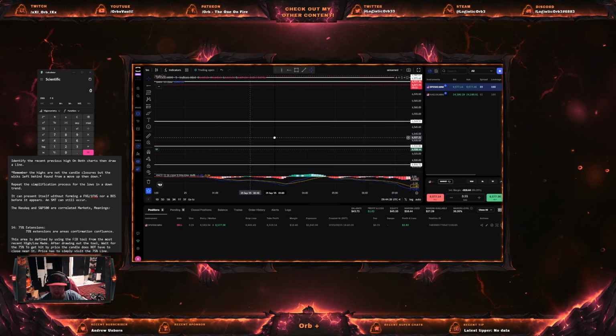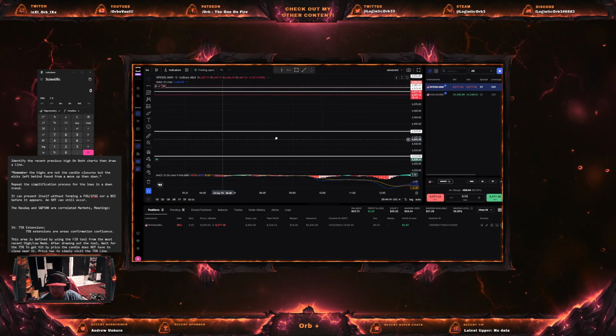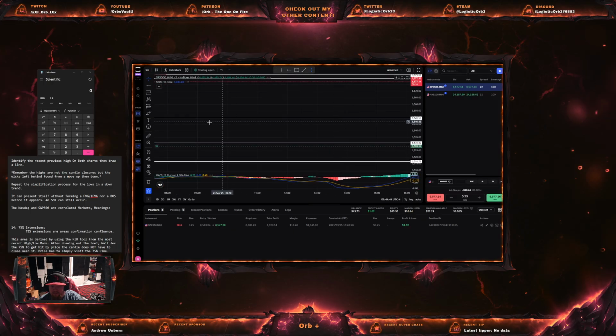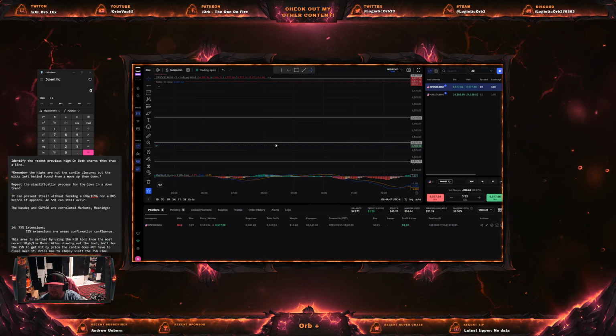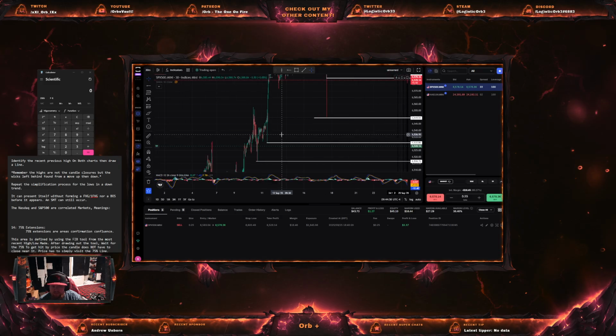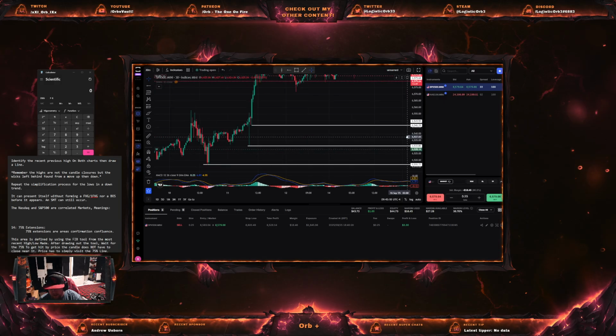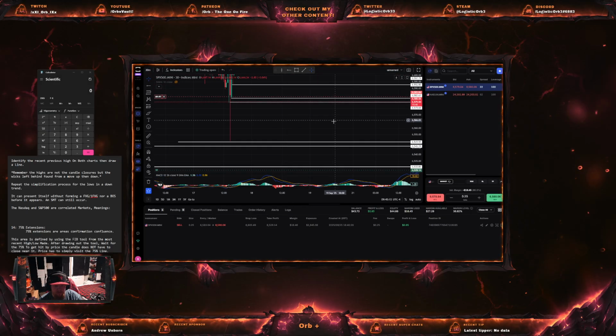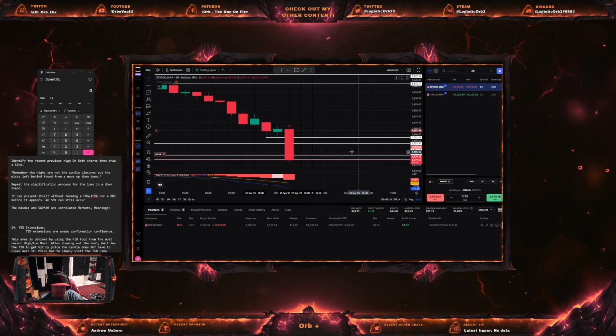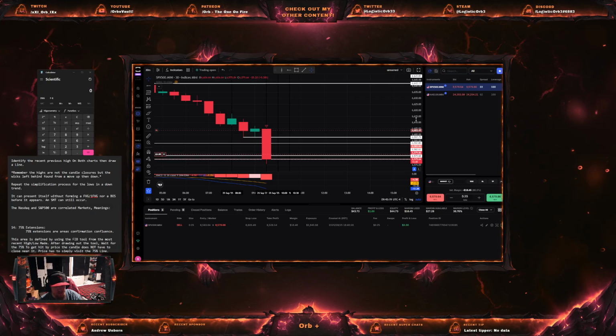I'm actually curious, are there any other confluences in this range right here? There is this low right here. We're going to keep that in check. This is a liquidity draw here. There's a potential it'll hit this and bounce up, but I'm inclined to think it'll actually hit that before anything else. So far, the trade idea is correct.